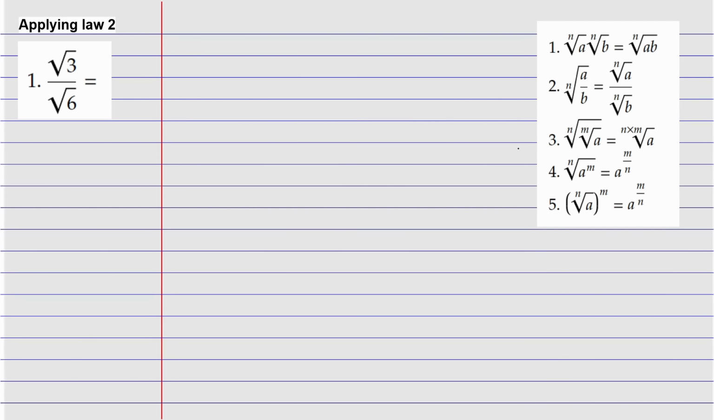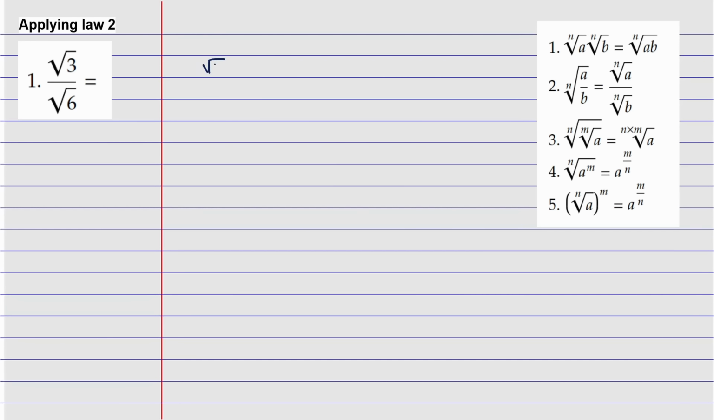Now, law number 2 says that if the numerator and denominator have the same root, you can basically divide the number on top by the number at the bottom. Do you see that that's law number 2? We see that we have a square root and a square root, so we can basically write one big square root.